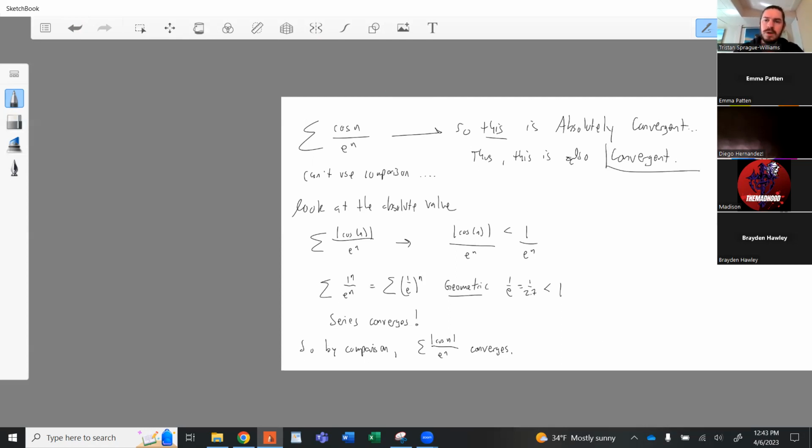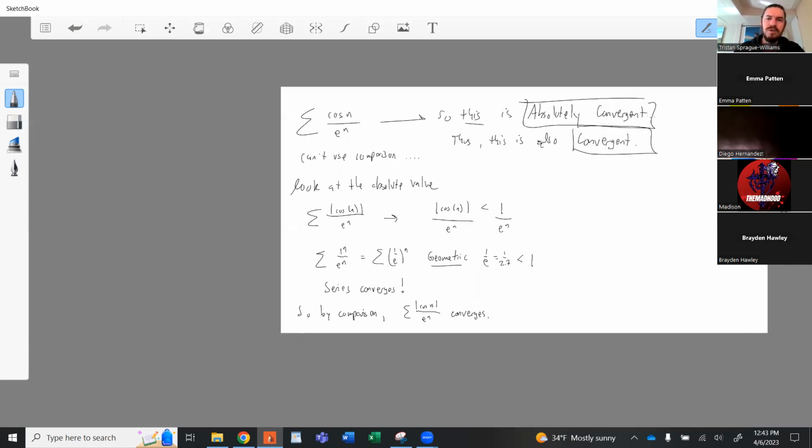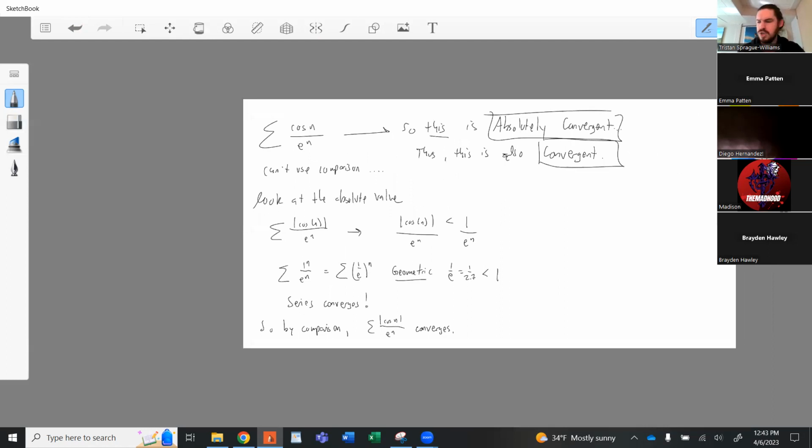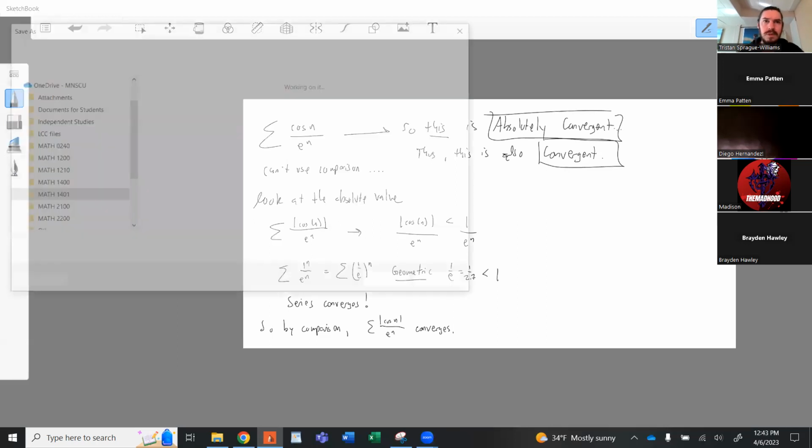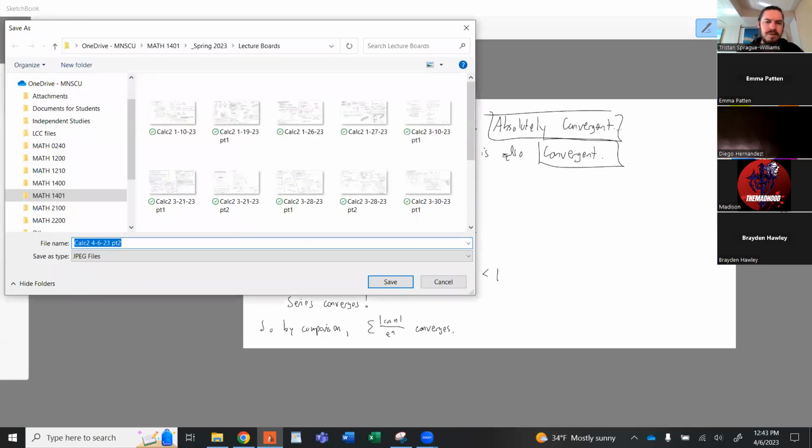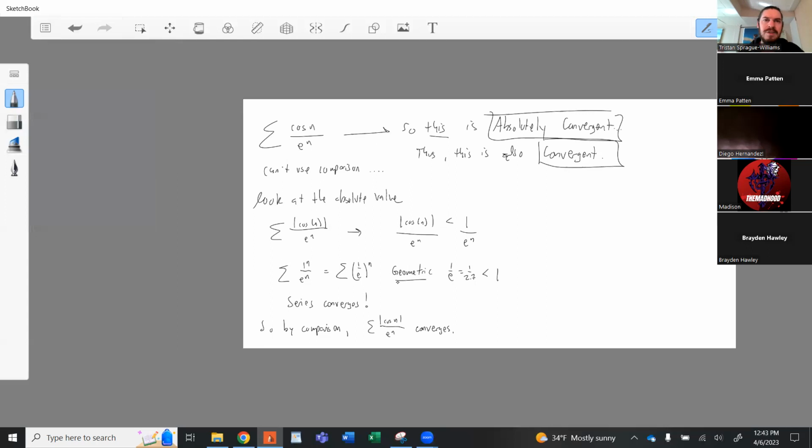Okay, so there we go. It's convergent and it's absolutely convergent. Or it's convergent, I guess, because it's absolutely convergent. You might have been able to do that one by the integral test, by the way. Did anybody try integrating cosine of x over e to the x? I think you might be able to do that by parts. But I think this strategy is much simpler.